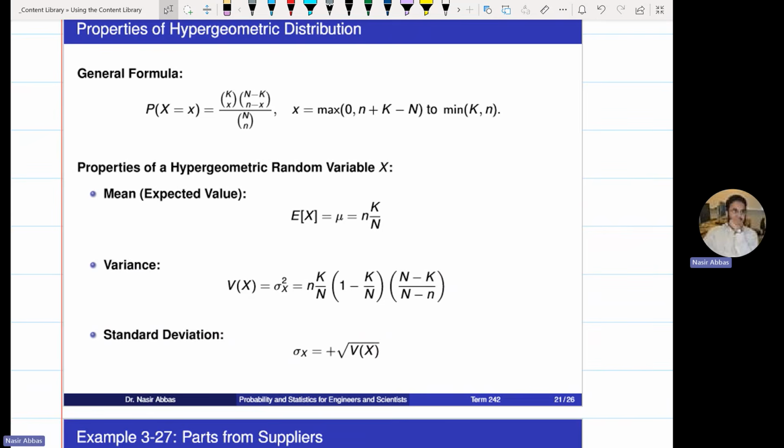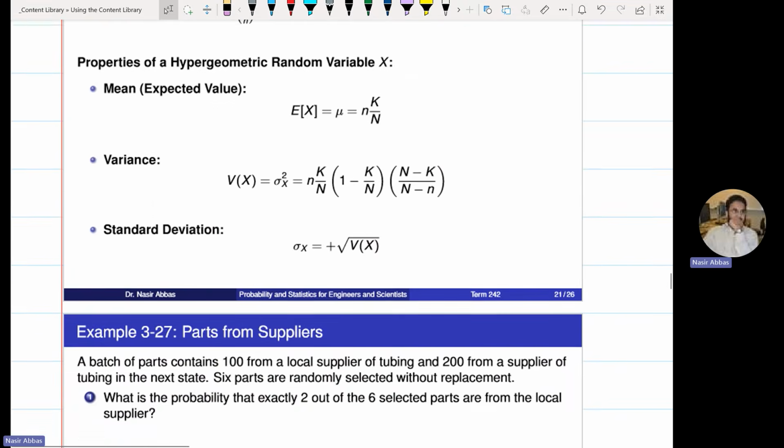We already discussed in the previous class what is N combination K or K combination X or N minus K combination N minus X. You can find it on your calculator. The domain of X starts from something to something. You can just plug in the values and you will see where it starts and ends. The mean expression is given as a function of those 3 numbers, the 3 numbers that you need to get from the question. The variance is again a function of those 3 numbers. Standard deviation is nothing but the square root of the variance.